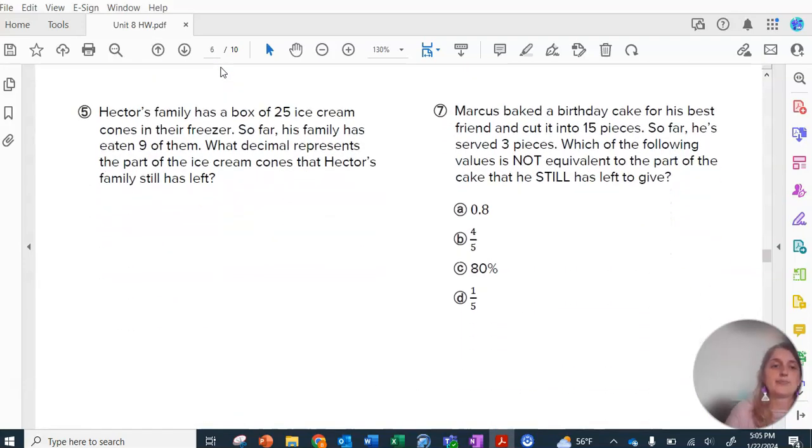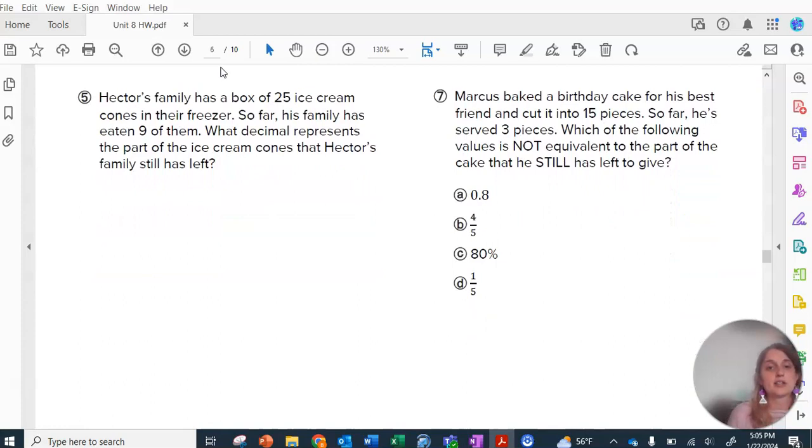On the back, Hector's family has a box of 25 ice cream cones in their freezer. So far, his family has eaten 9 of them. What decimal represents the part that is still left? So part eaten, part left, total.